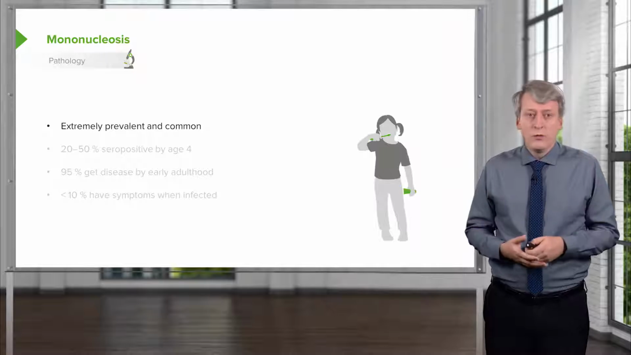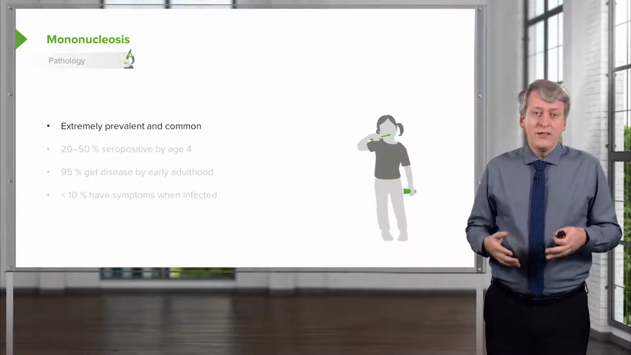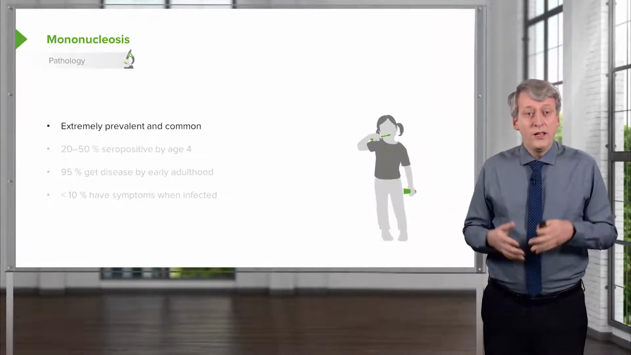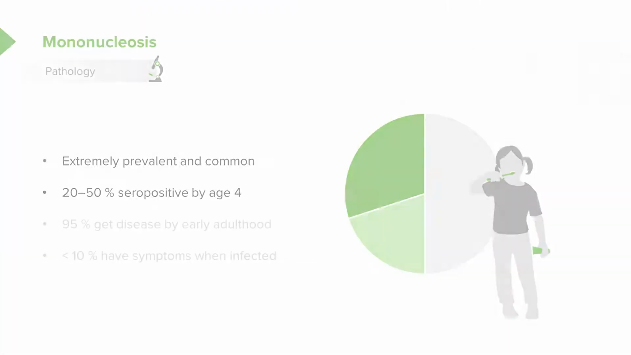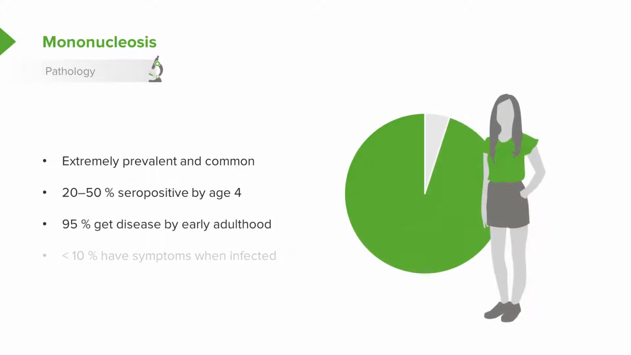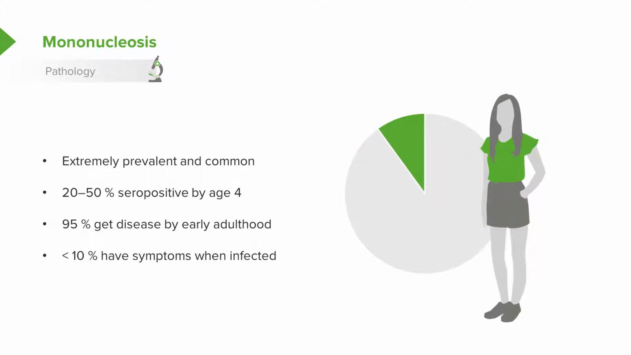Generally, when patients present with mononucleosis, this is a very common phenomenon. We see it a lot in adolescent years. However, most children are actually seropositive by the age of 4. This means that there are a lot of people who get EBV who have no symptoms at all. In fact, 95% of them will have had the disease before they become adults. And less than 10% of people who get the disease actually get symptoms.